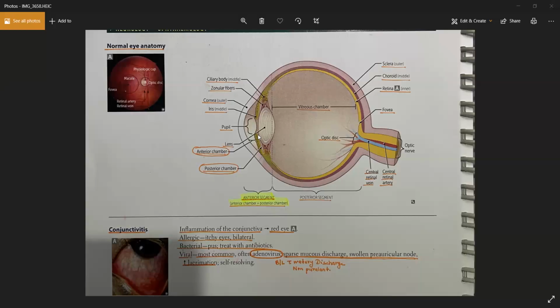Once you do the fundoscopy, you're passing the light from here to here, and you're visualizing this part of my retina. As you can see, this part is the optic disc. You have the macula somewhere here, and the central part of my macula is known as the fovea. These are the retinal veins and arteries, these vessels. That would be all on the fundoscopy findings, and this is the eye anatomy. Any doubt?